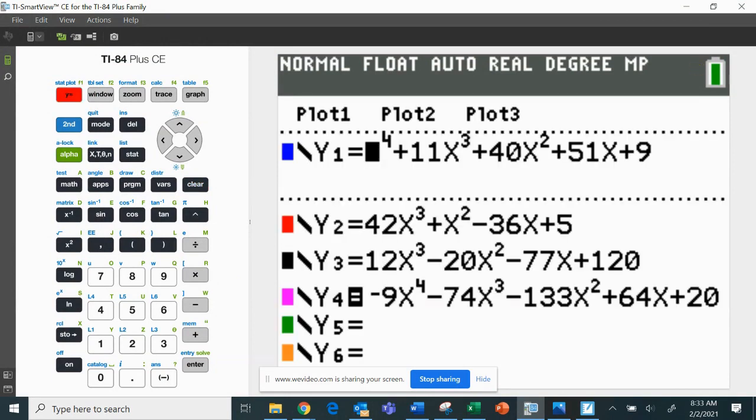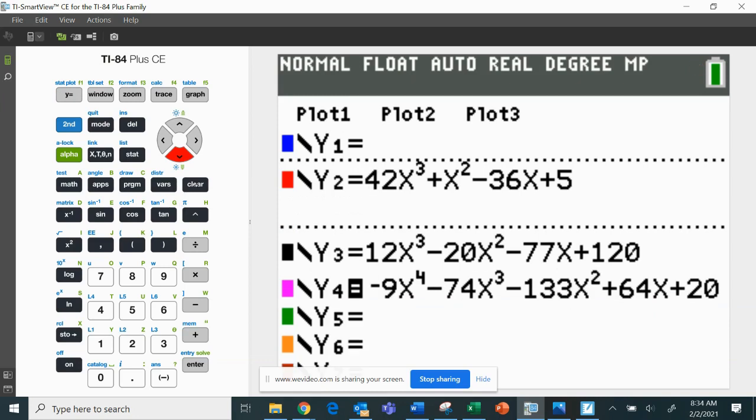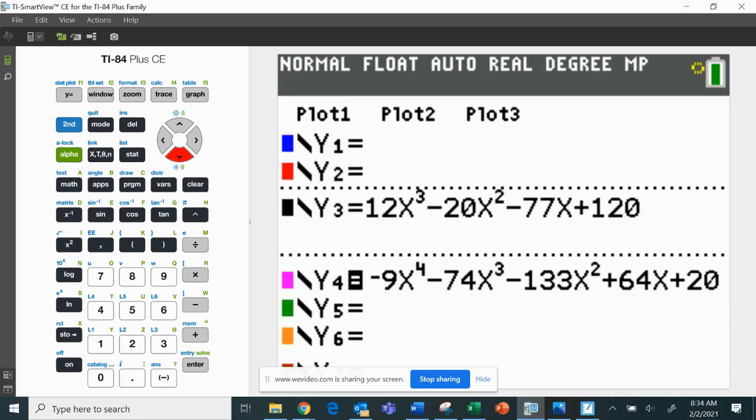So I'm going to go to y equals, and I got a lot of stuff in there. I got to clear some things here. That's from my pre-calc class.